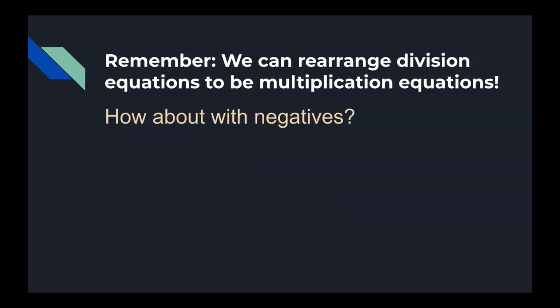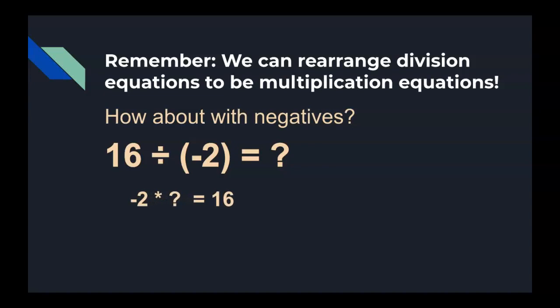So how about with negatives? Does this still work? Yes, it absolutely does. If you're trying to figure out what 16 divided by negative 2 is, for instance, you can ask yourself, negative 2 times what number equals 16? So you learned before that you have to multiply a negative by a negative to get a positive number. And since 2 times 8 is 16, negative 2 times negative 8 is 16. So 16 divided by negative 2 must equal negative 8.